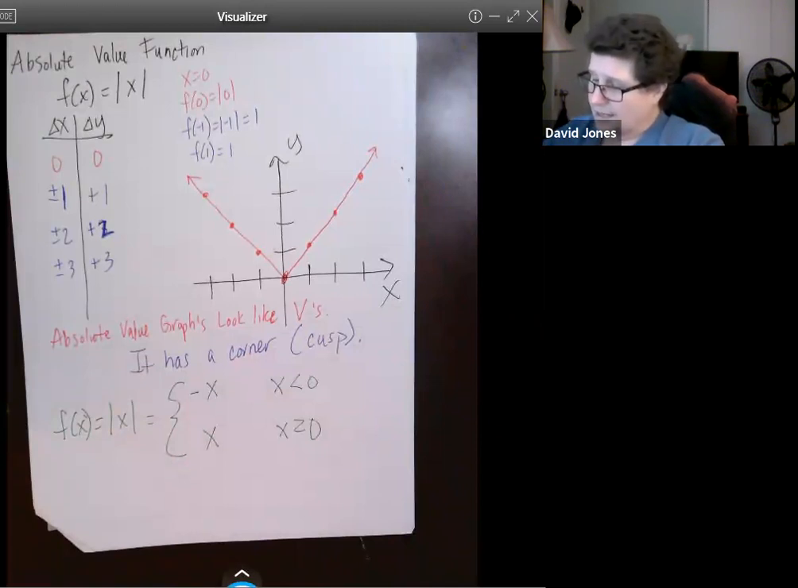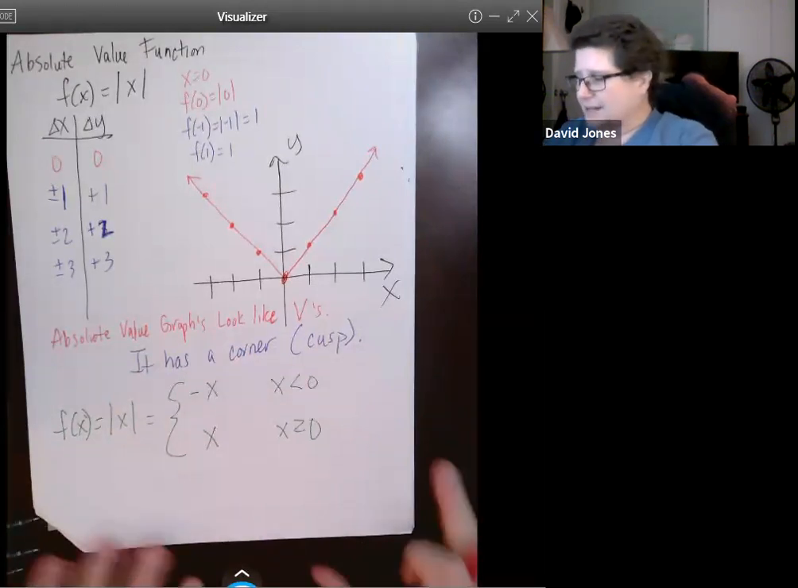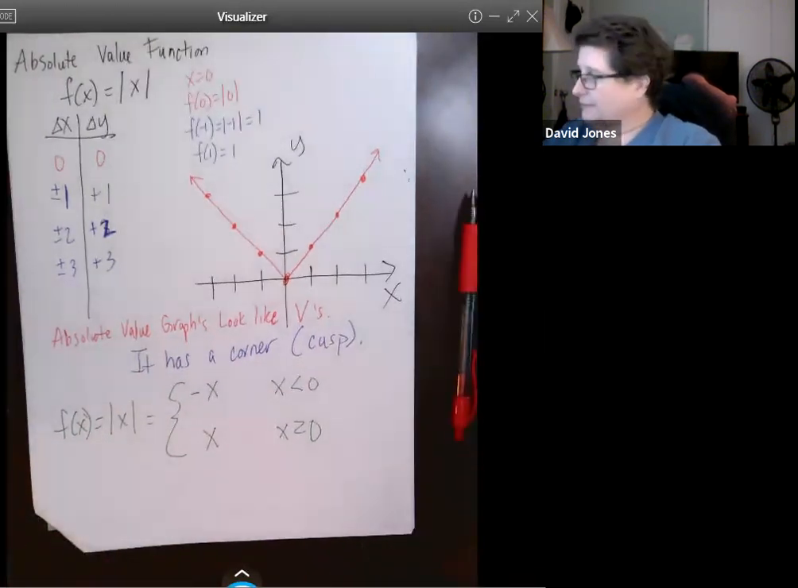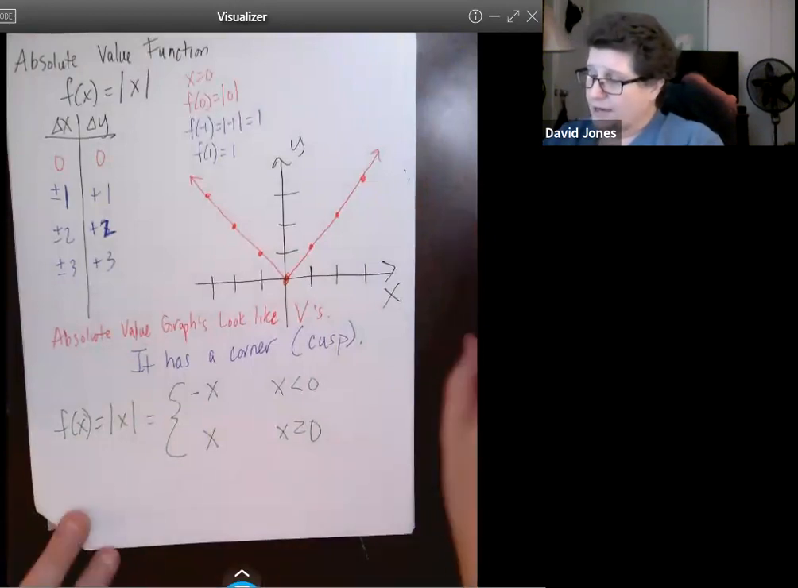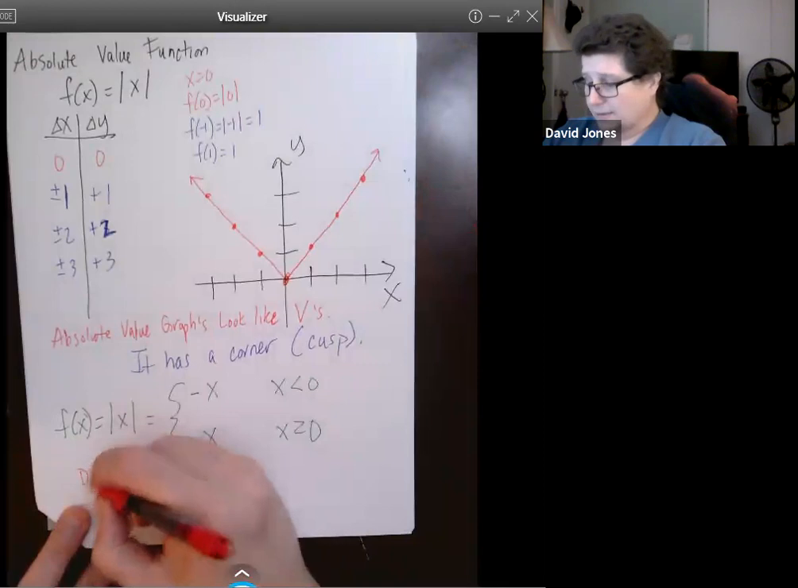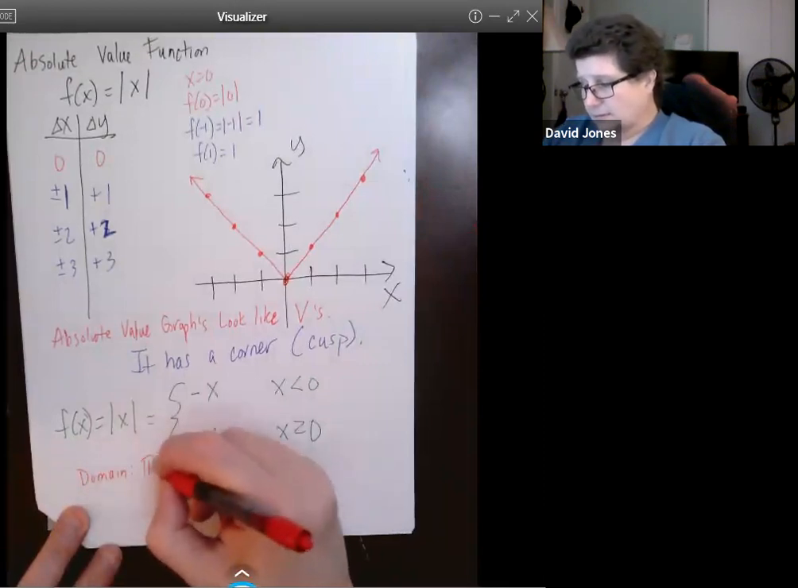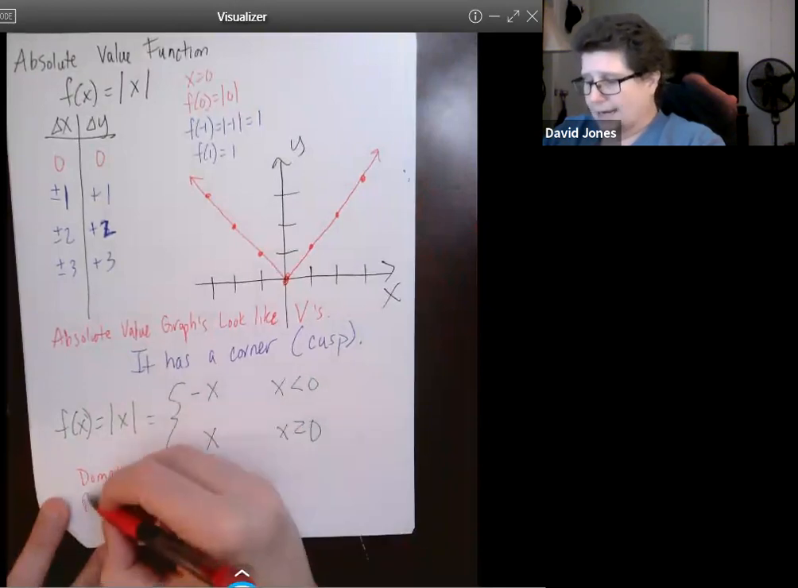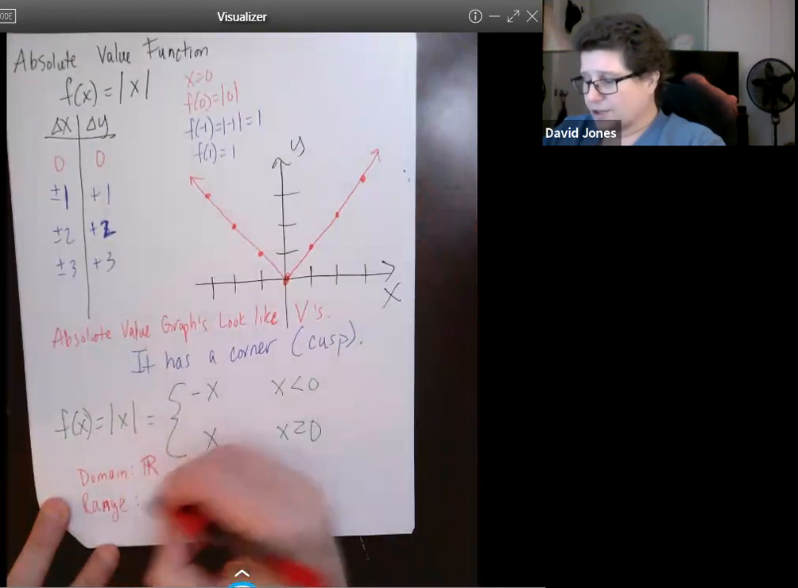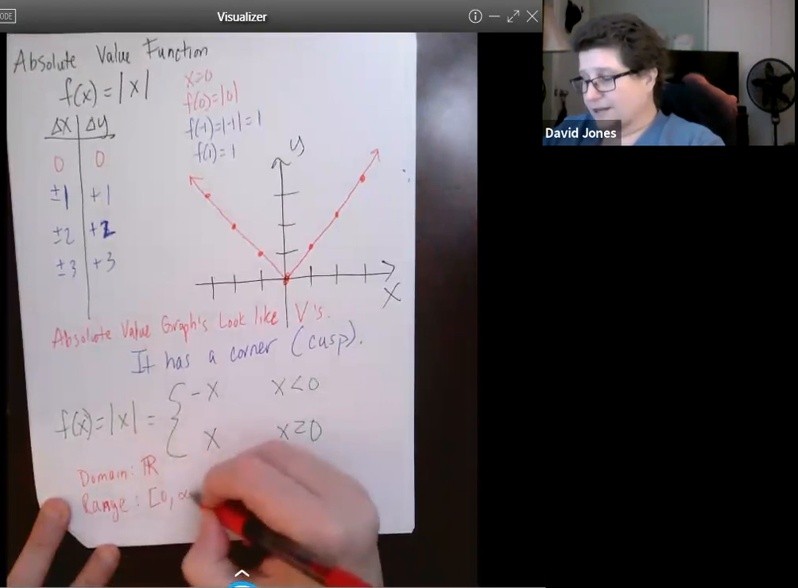This is like a split function. It acts differently on different regions. Notice that we do have an infinite domain. But the range has no negative numbers. It starts at 0 and goes up to infinity.